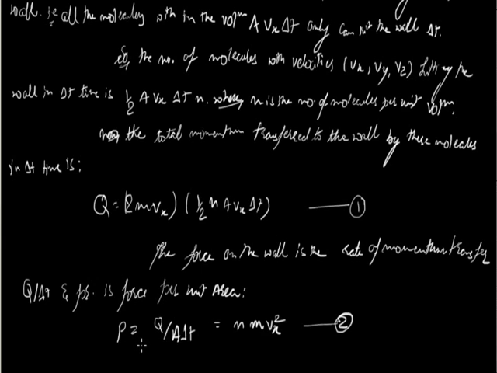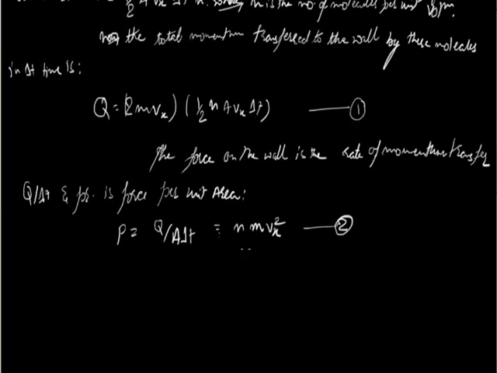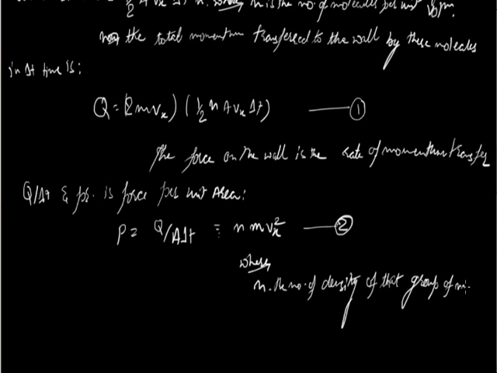Now actually all molecules in a gas do not have the same velocity. There is a distribution in the velocities. Now the above equation therefore stands for pressure due to the group of molecules with speed vx in the direction x, and n stands for the number density of that group of molecules.